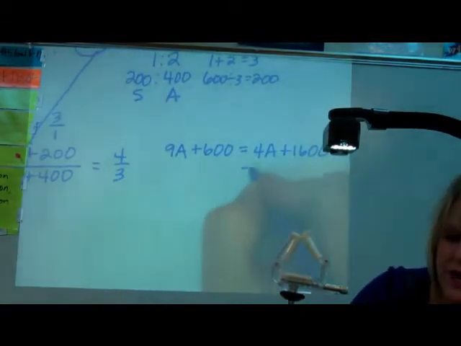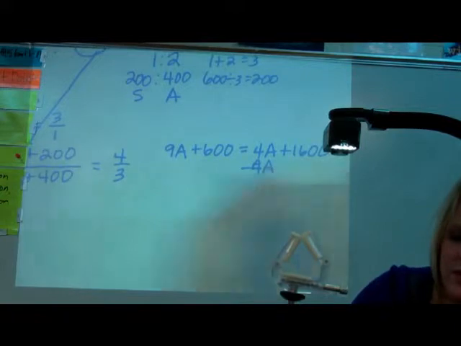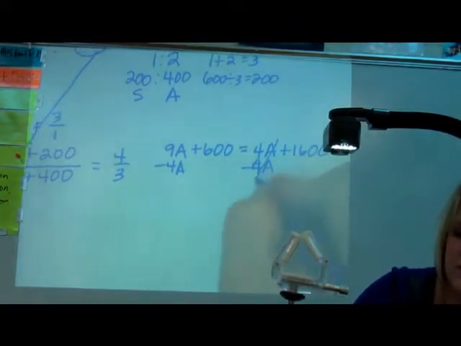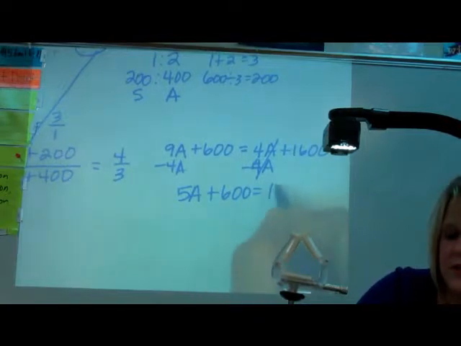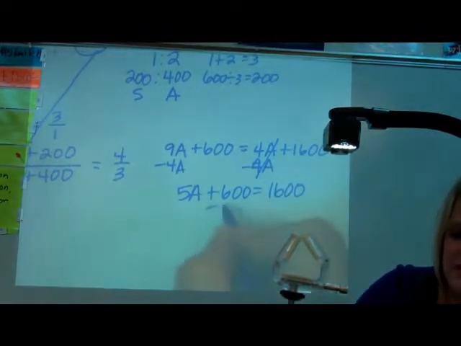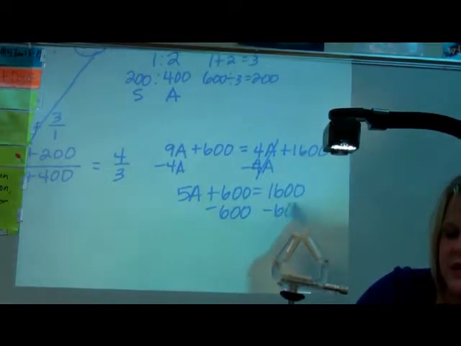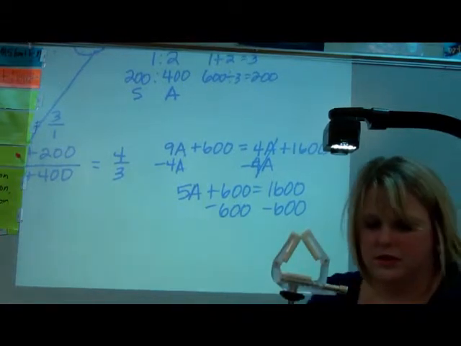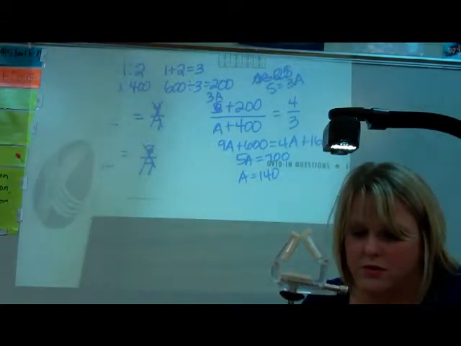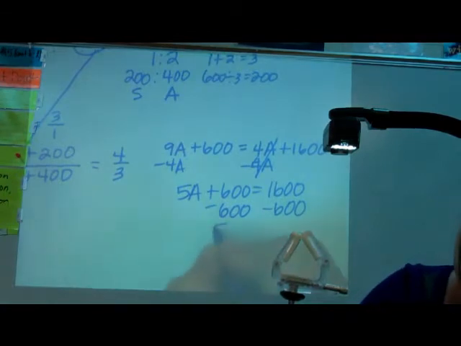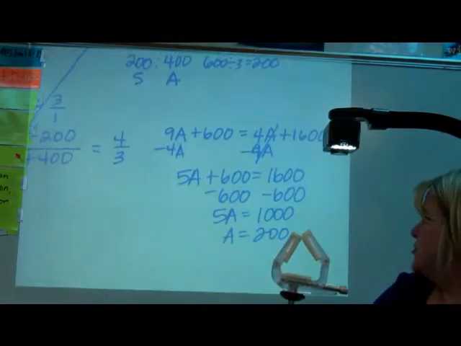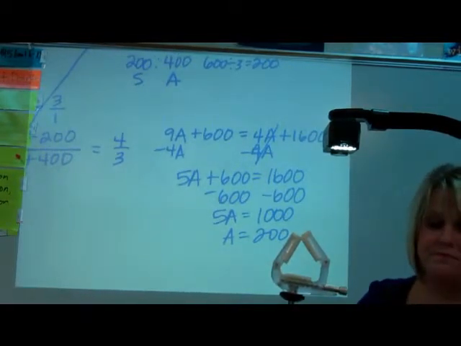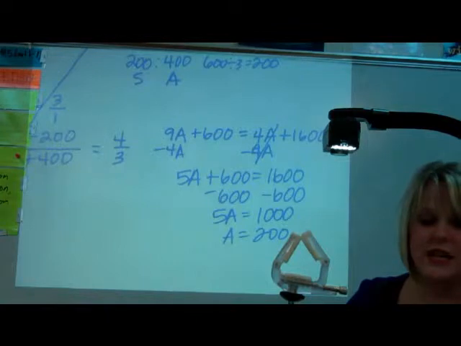And then you can solve for A. Whoops, minus 4A. So 5A plus 600 equals 1,600. And then subtract 600 from both sides. That's not at all what I did before. Oh, yeah, I subtracted wrong. So 5A equals 1,000. So A would be 200. There were originally 200 art majors and 600 science majors.